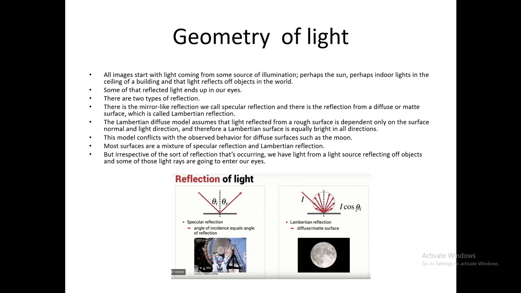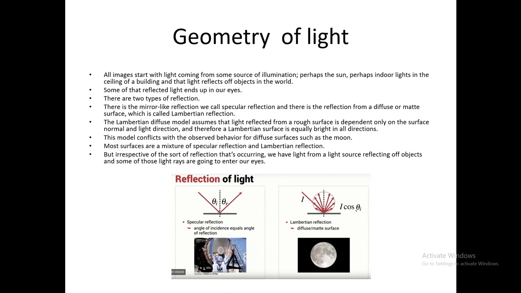All images start with light coming from a source of illumination, perhaps the sun, perhaps the indoor lights in the ceiling of a building, and that light reflects off objects in the world, as we saw in our previous slide as well. Some of the reflected light ends up in our eyes, and there are two types of reflection. One is mirror-like reflection, which we call specular reflection, and the other is reflection from a diffuse or matte surface, which is called Lambertian reflection.